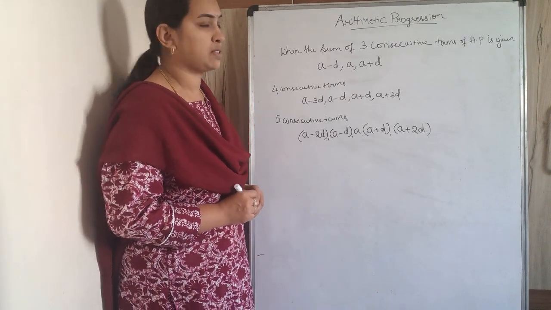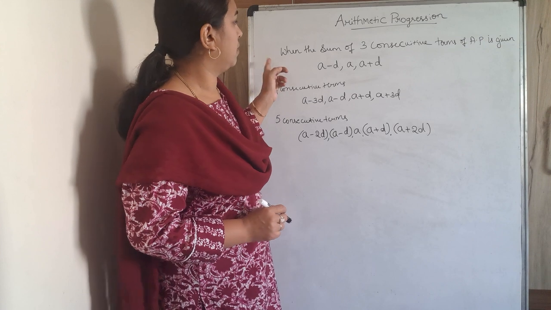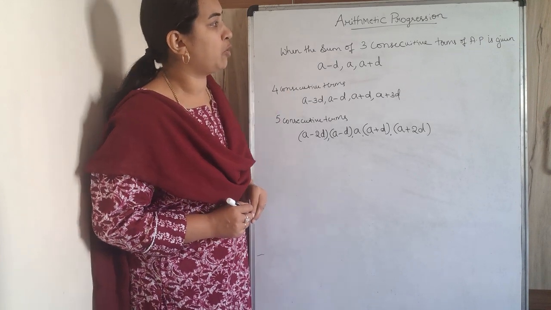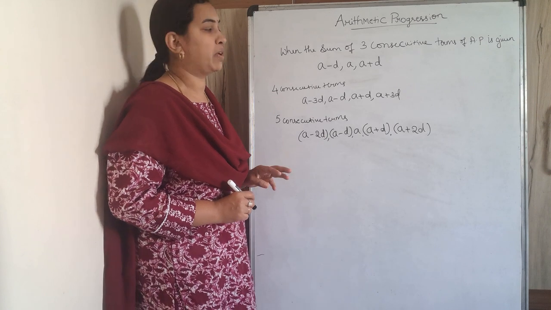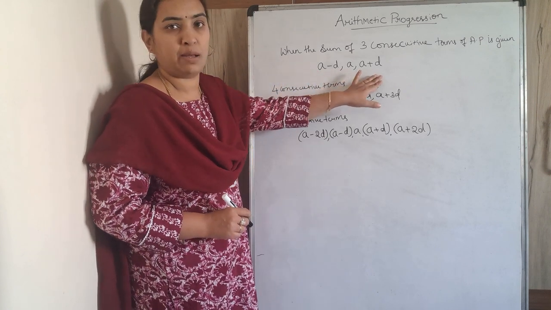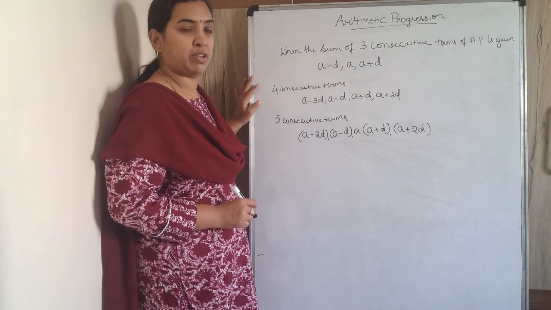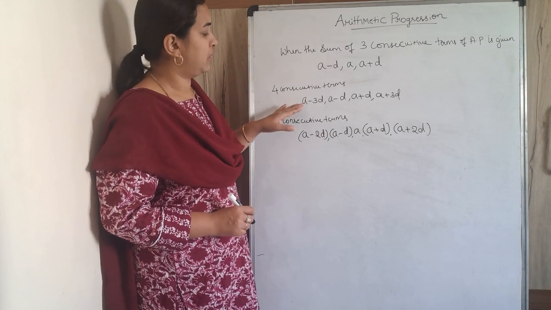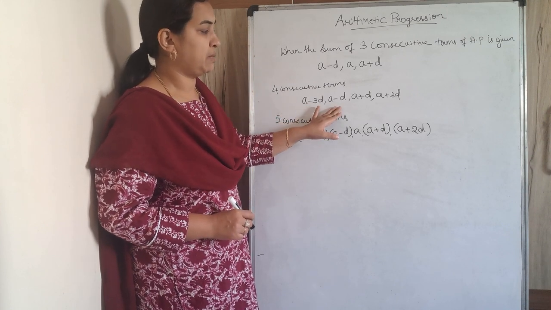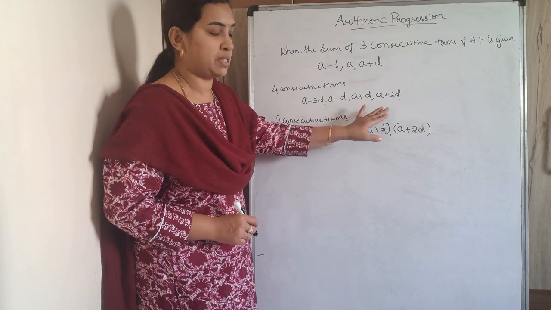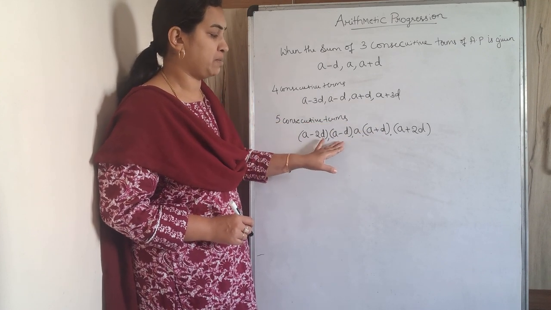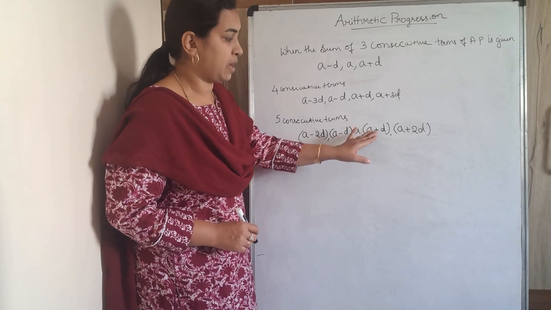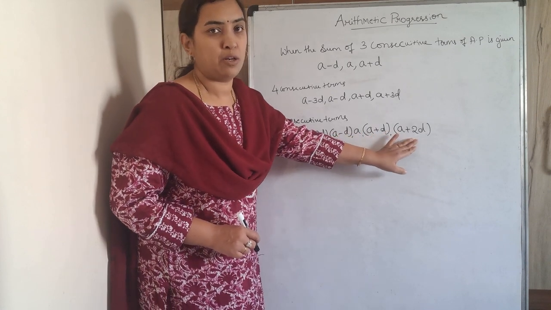Suppose if they ask to find the sum of 3 consecutive terms of AP, then you need to consider the 3 terms of AP as A minus D, A and A plus D. And if they ask for 4 consecutive terms, you need to consider A minus 3D, A minus D, A plus D and A plus 3D. For 5 consecutive terms, it will be A minus 2D, A minus D, A, A plus D and A plus 2D.